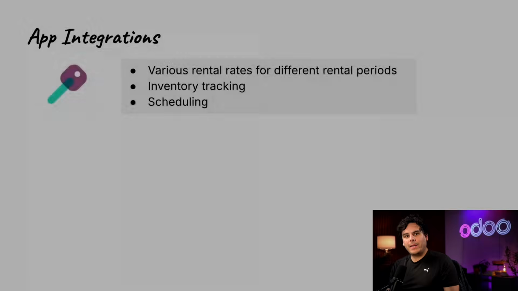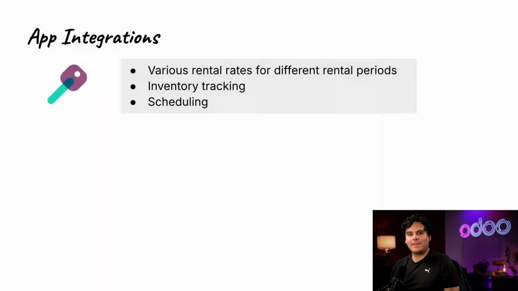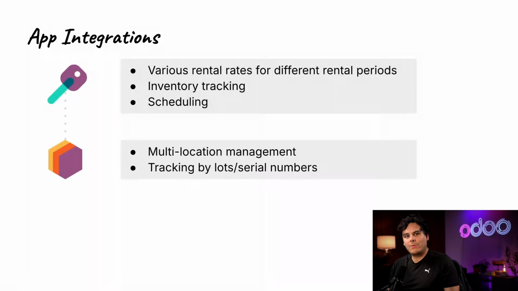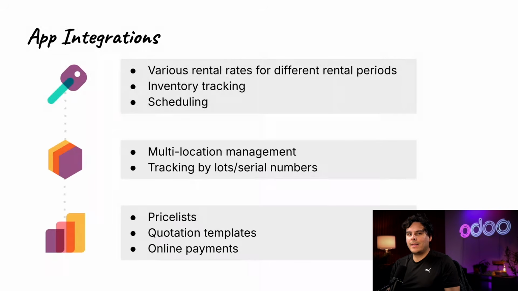Odoo's rental application lets us customize different periods and pricing for rental goods, which are physical products that I can track in our inventory. Because Odoo's apps integrate with each other, I can easily manage our rental products. For example, the inventory app helps track products across different locations and track products by lots or serial numbers. The sales app supports customized price lists, quotation templates, and online payments.